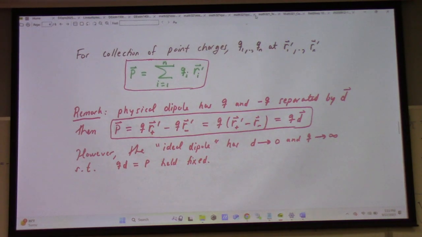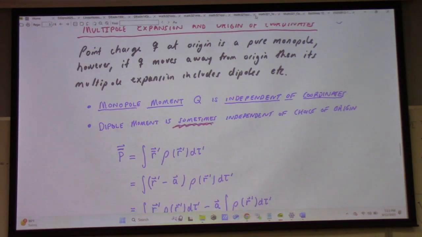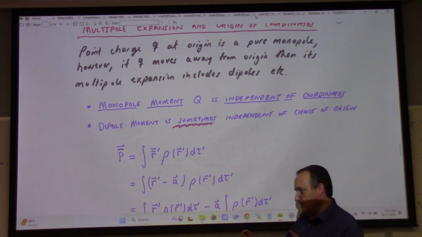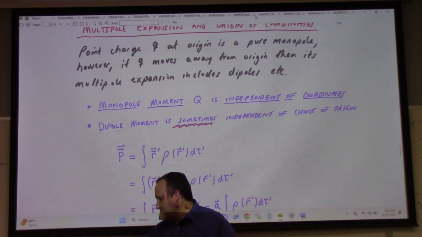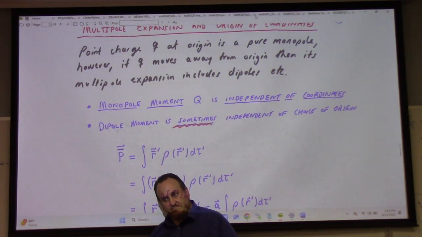I have to think about it, but here's the deal, guys. Some comments that we should think about together. A point charge Q at the origin is a pure monopole. However, even if we just had one charge, if that one charge is not at the origin, it has a multipole expansion.